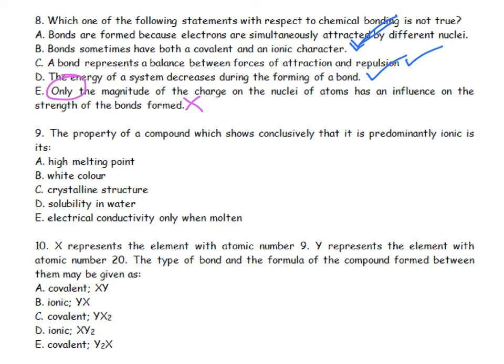The property of a compound which shows conclusively that it is mainly ionic is, if it has a high melting point, that means it's probably ionic. White color, lots of things are white color, but that doesn't mean it's definitely ionic. And also, something like diamond has the highest melting point of all, and yet it is covalent. So that doesn't conclusively tell me. It's interesting, but it's not conclusive.